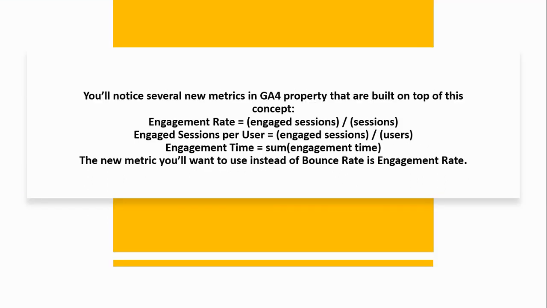You will notice several new metrics in the GA4 property that are built on top of this concept called engagement. So, what are those metrics? Engagement rate, engaged sessions per user, engagement time. So, these new metrics are available in the new GA4. The new metric which you will want to use instead of bounce rate is the engagement rate.